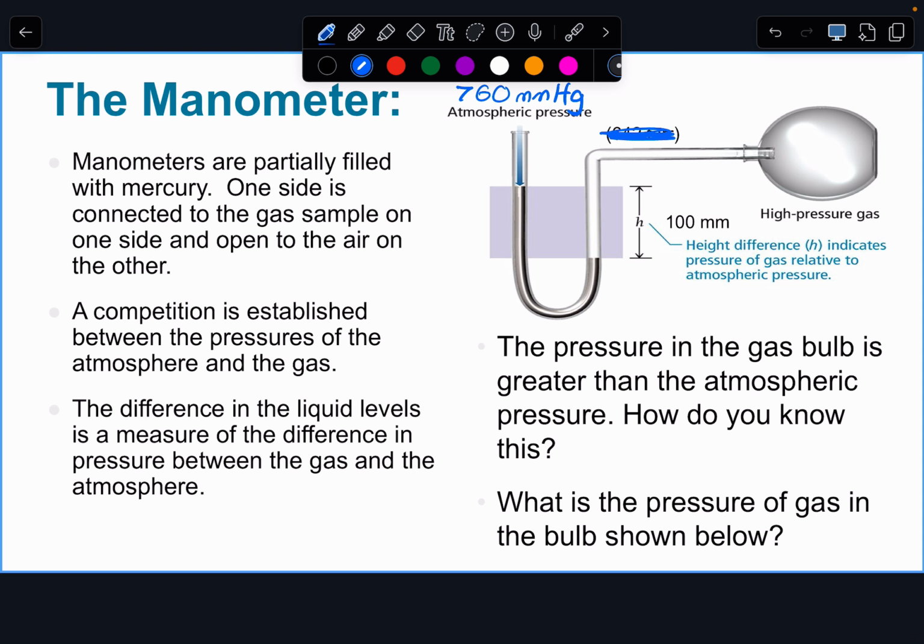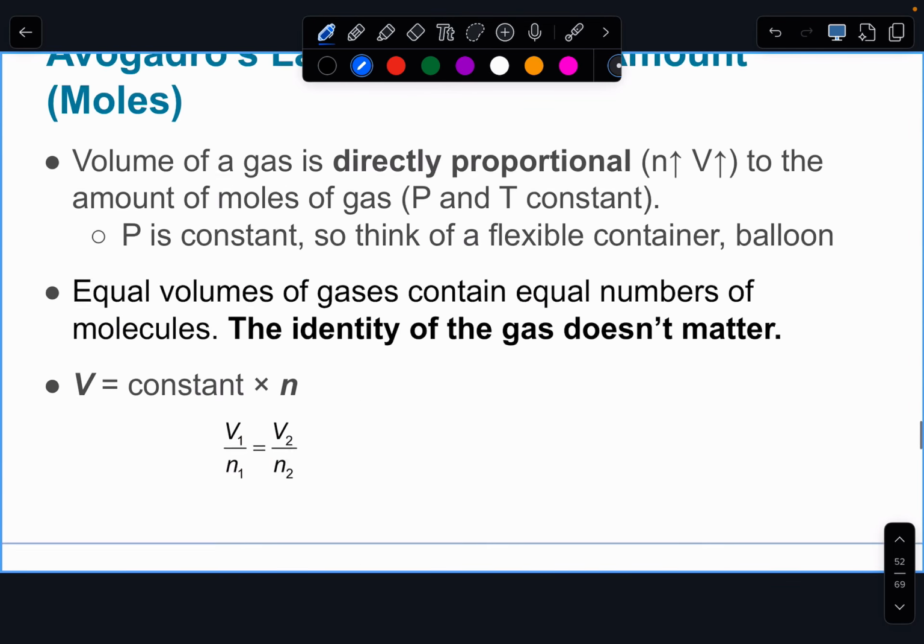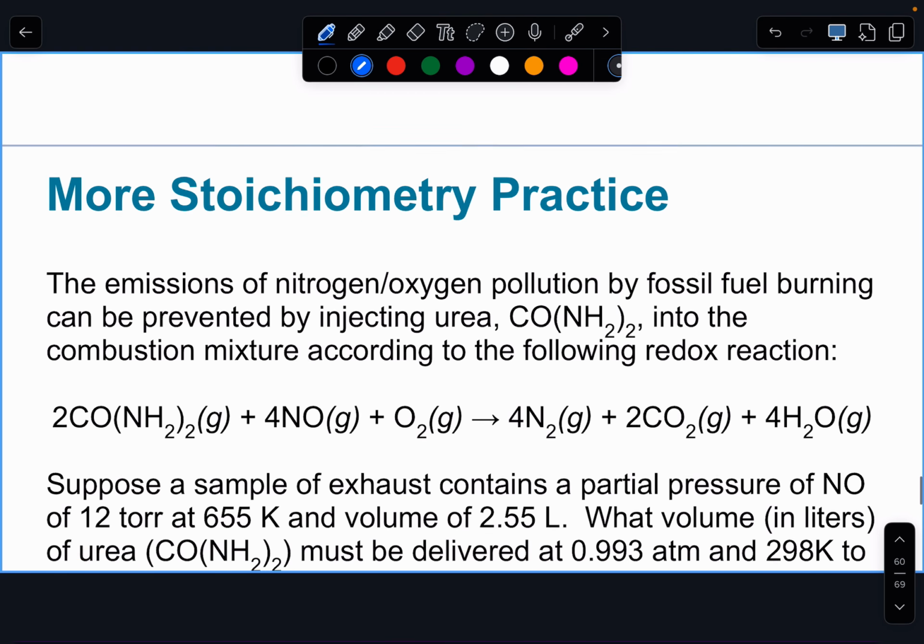So here the difference is 100, and we know it's higher on the gas side, so that would mean that this one must be 860 millimeters of mercury. If it was the other direction, we would know that the atmospheric pressure was higher, and therefore we would subtract the 100 to find the gas. Okay, so you'll do a couple problems like that to get familiar with it in the homework and as you're going through the textbook. Okay, all right, so I think that we'll stop there, and we'll do lots of math on Friday.